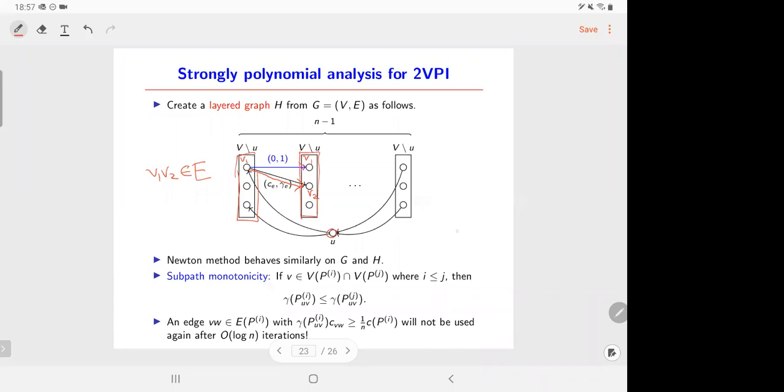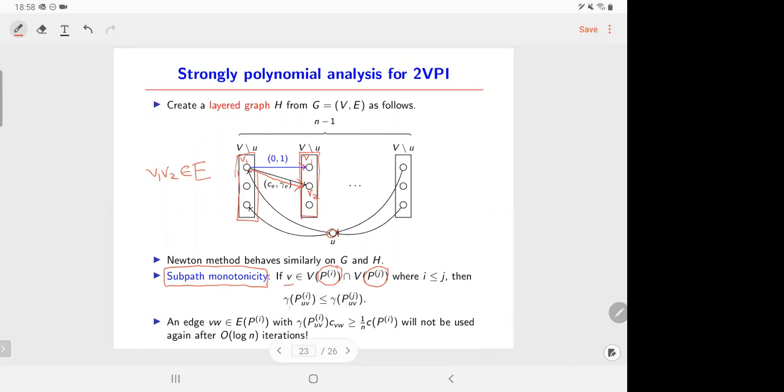And then it is not too hard to show that Newton's method behaves similarly, both on the original graph and the layered graph. Now, why do we construct such a layered graph? It's because of this property that we need called subpath monotonicity. So let us look at two loops which are produced by Newton's method, Pi and Pj. And suppose that they share a vertex v. Okay? And suppose that i is less than j. So Pj happens after Pi.